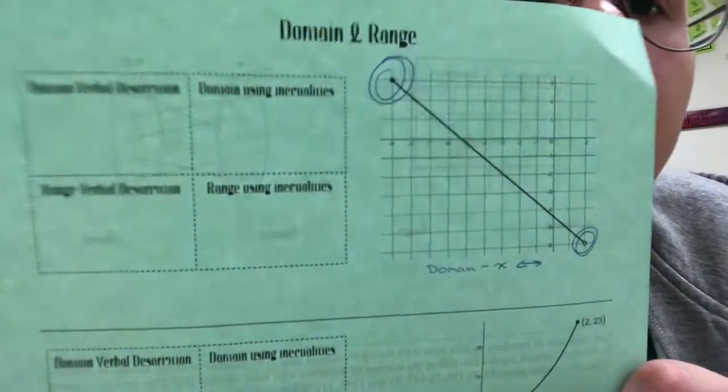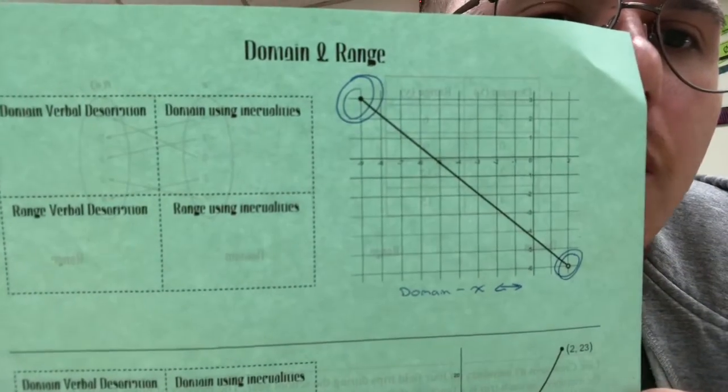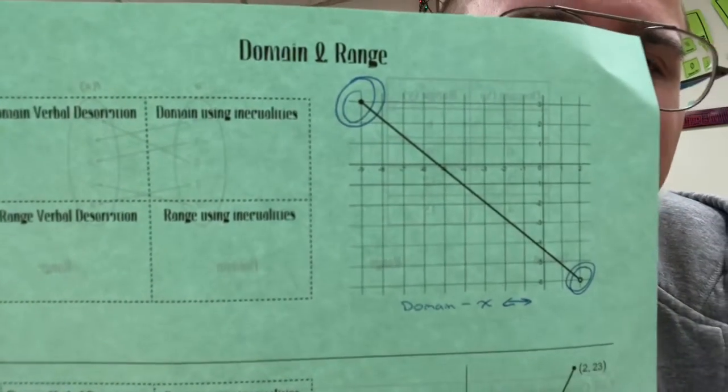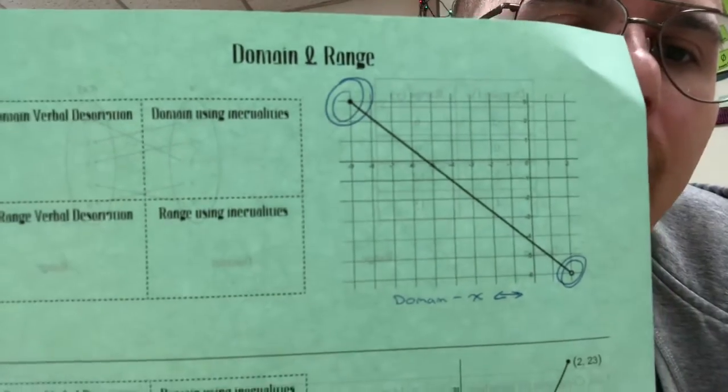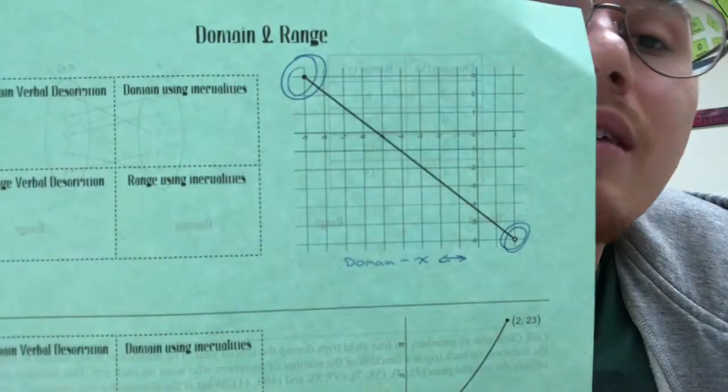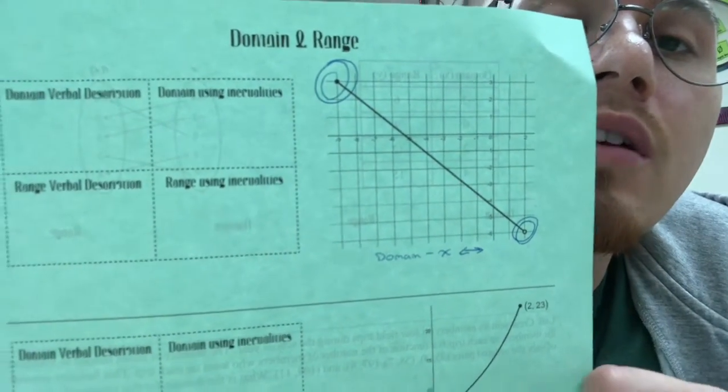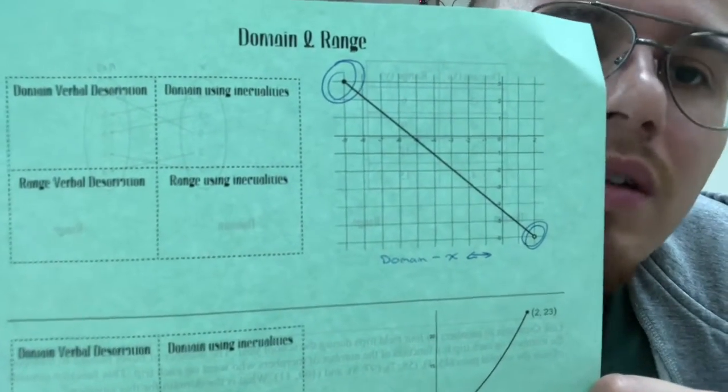On this one, I circled the two points where it ended just to give myself a little better view. I wrote domain x and drew it left to right. Domain x is your horizontal axis. So first we're going to get just our verbal description. So what does this look like?